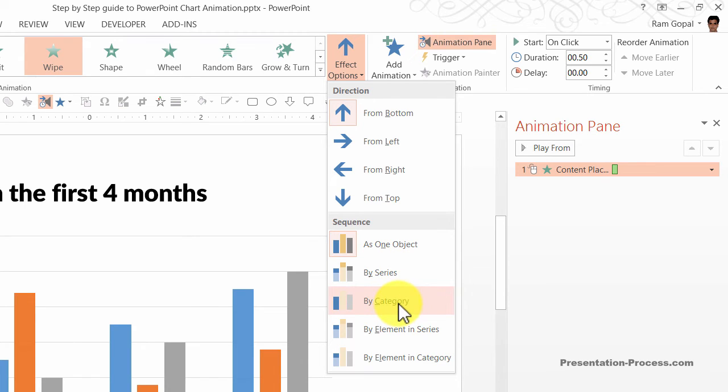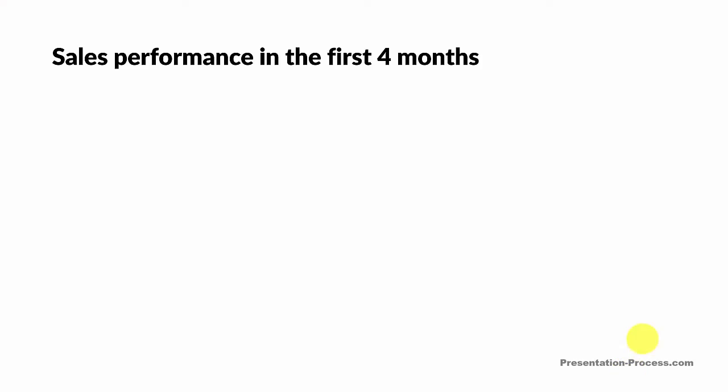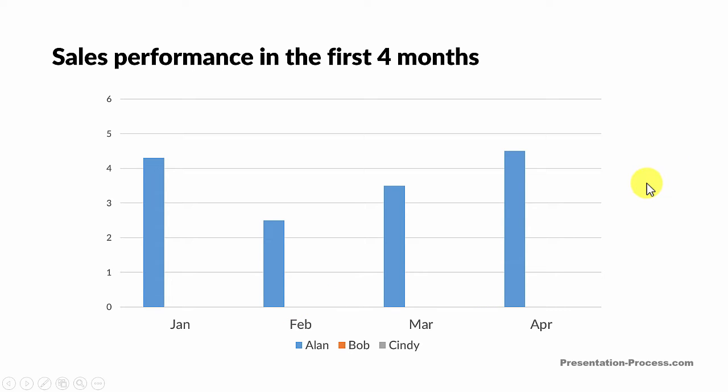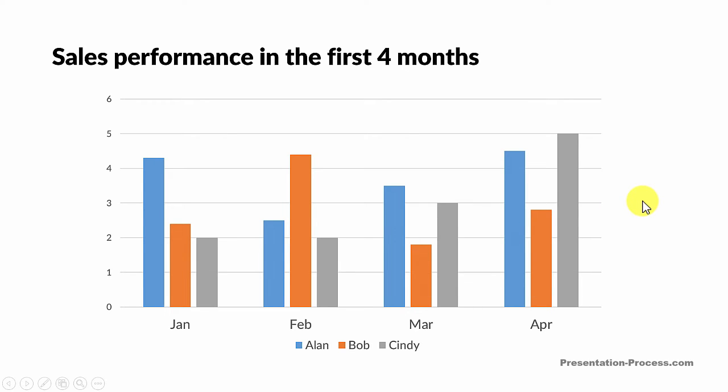Now let me show you what I mean by animating the chart by series. Let us apply this option by series, and now let us go to the slideshow mode. On the first click, I get to explain the two axes to the audience. Then on my first click, I have my first series appear. Then on the next click, my second series appears, and on the third click, my third series appears.